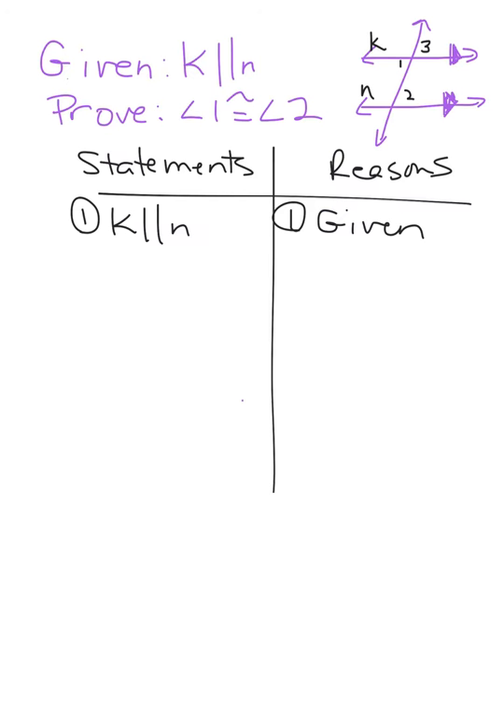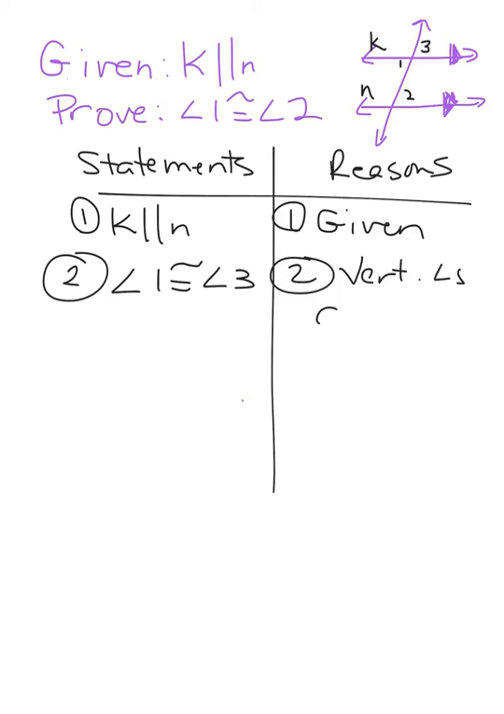Now let's use that postulate in looking at a proof. We're given that line K is parallel to line N, and we're trying to prove that angle 1 is congruent to angle 2. So my given information is that the lines are parallel. Now looking at the diagram, we notice that angle 1 and angle 3 are congruent because they are vertical angles. So angle 1 is congruent to angle 3, and we can say that is because vertical angles are congruent.